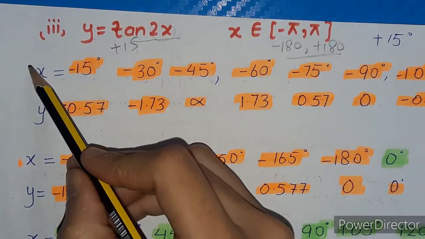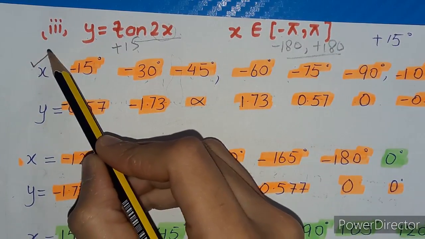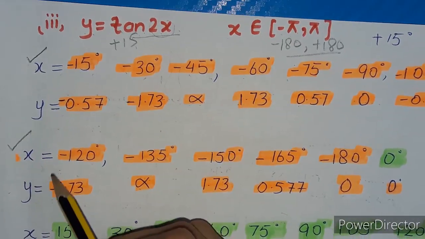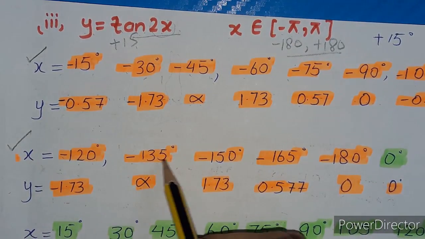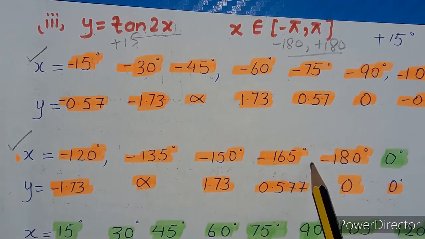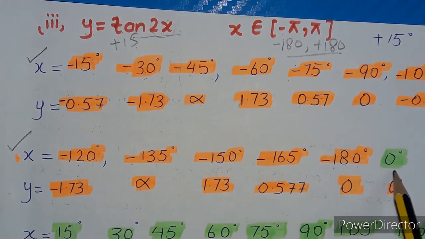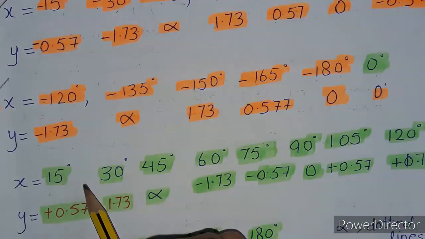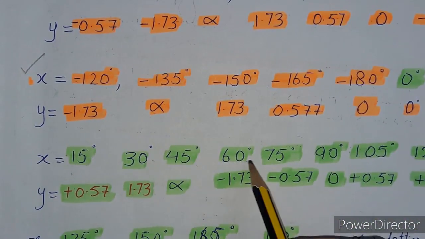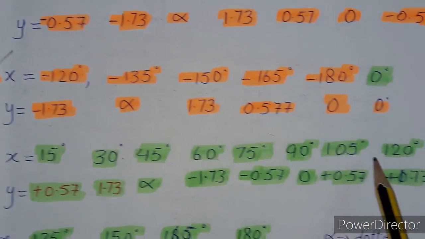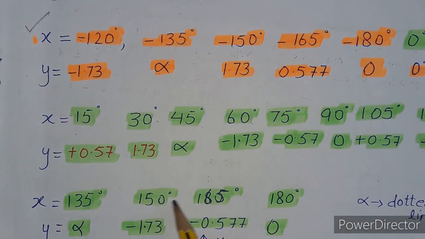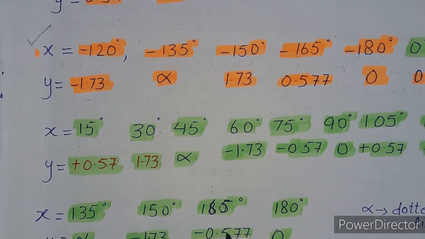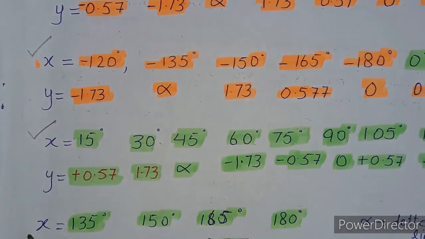I have told you in the first part as well, first we will find the value of x on both sides. Then minus 105, minus 120, minus 135, minus 150, minus 165, minus 180, then 0 degrees. Then just write it with the positive sign: 15, 30, 45, 60, 75, 90, 105, 120, 135, 150, 165, 180. First you have to find the value of x.